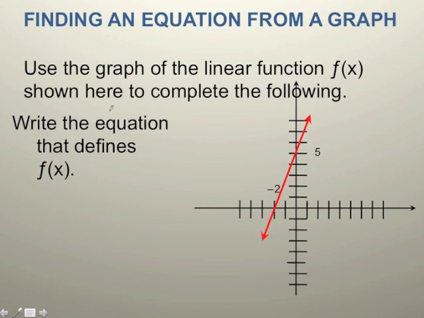Use the graph here to complete the following. Write the equation that defines f of x. That's y equals, well, you know the slope is 5 over 2, 5 halves x, and the y-intercept was 5. That would give me the line.